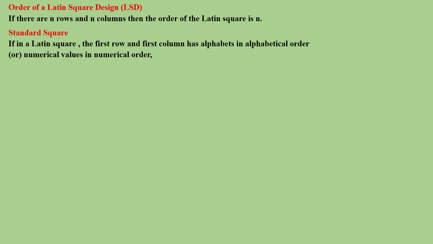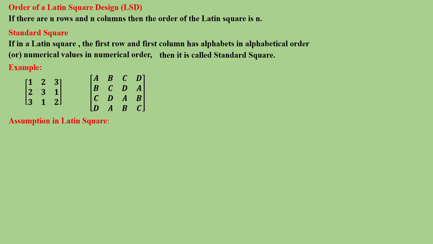Similarly, if it is numbers 1, 2, 3, 4, 5, 6, in that order. Suppose it starts with 4, 5, 6, 7 or 4, 7, 9, like that, that is the order, right? Ascending order. Then it is called standard.